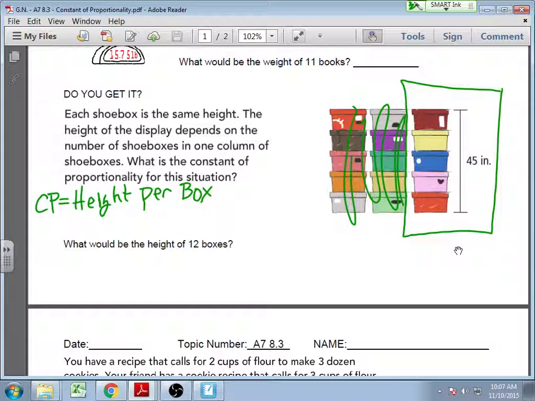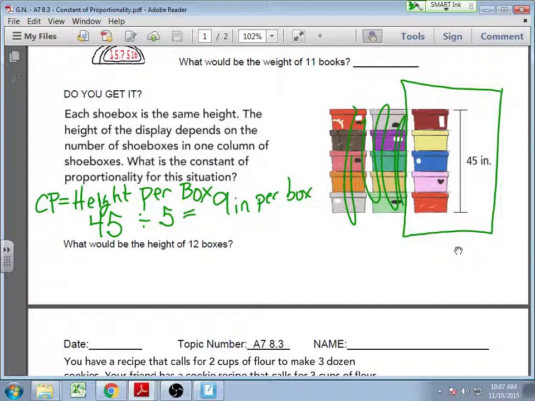Hey, what math did you do? I did 45 divided by 5. Yeah, that's right, 45 divided by 5. Your CP here is 9 inches per box. So every box is 9 inches tall. Those are kind of tall shoe boxes.